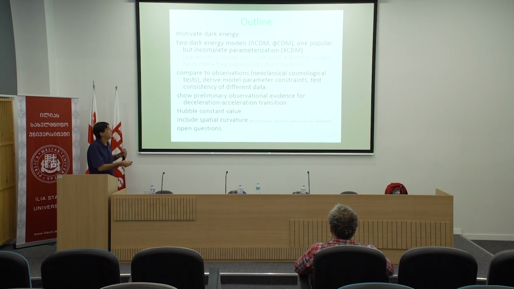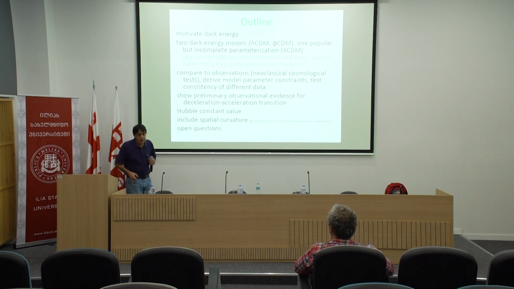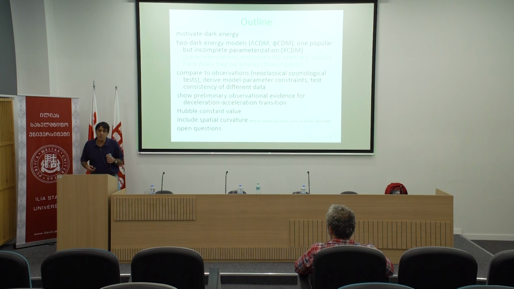I'll talk about them a little bit and then make predictions using them and compare those predictions to a bunch of different cosmological observations. The models are parameterized with 3 or 4 or 5 or 6 different parameters, and by comparing to measurements, you can constrain those parameters. We'll look at how you can constrain them.